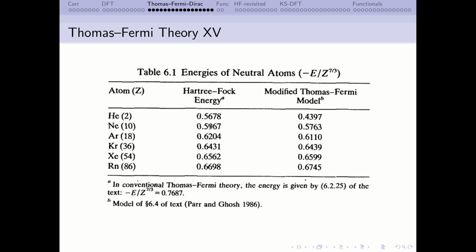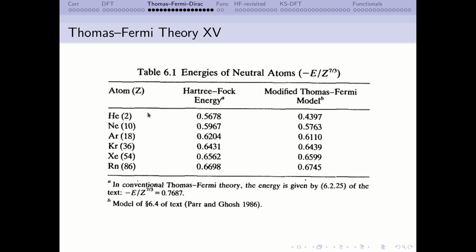You have Hartree-Fock energies for a few atoms. These are rare gas atoms from helium going all the way to radon, and these are in units of, which are the units they've used here? It's in units of E over Z to the 7/3. I've forgotten why they did that. And this is the modified Thomas-Fermi model. Now the modification was, I'm trying to recall stuff I have seen a while ago, I believe it was done by Weizsäcker. It's a small modification of what Thomas-Fermi had done.